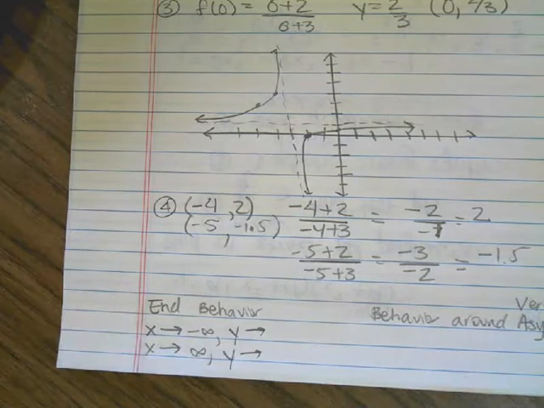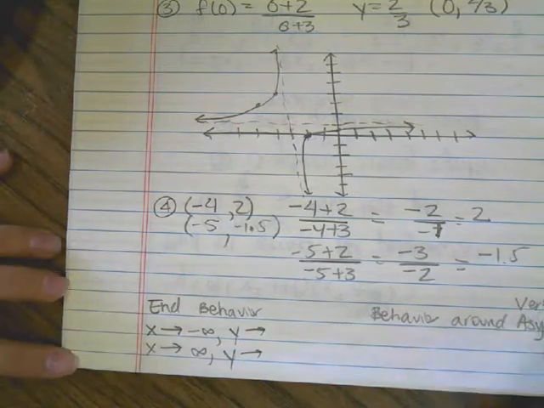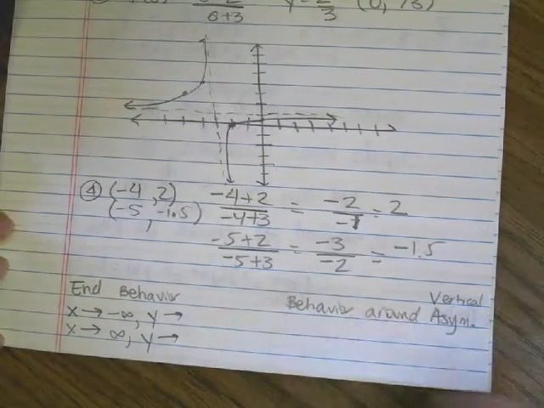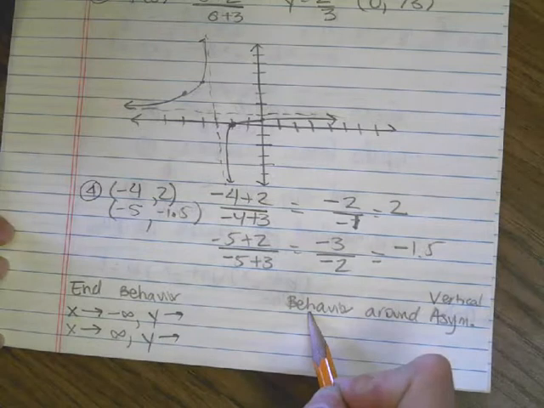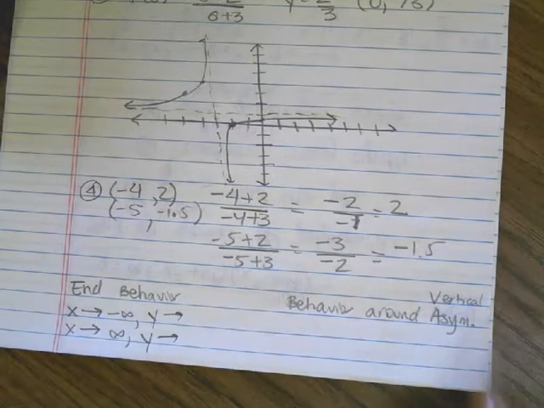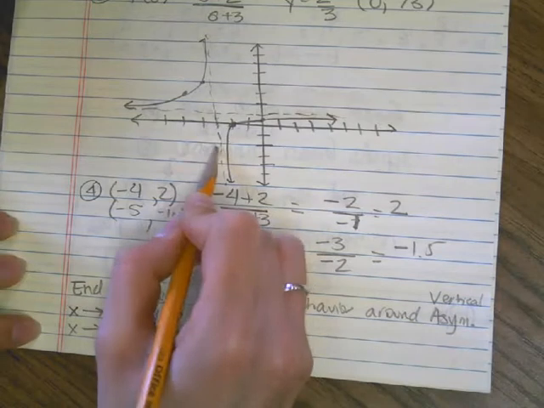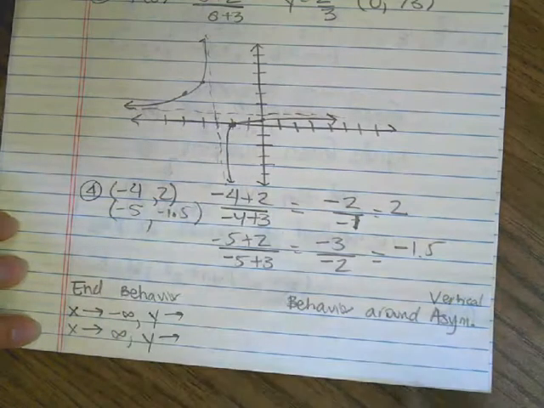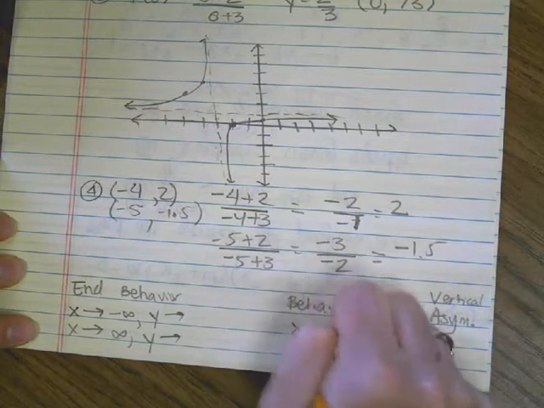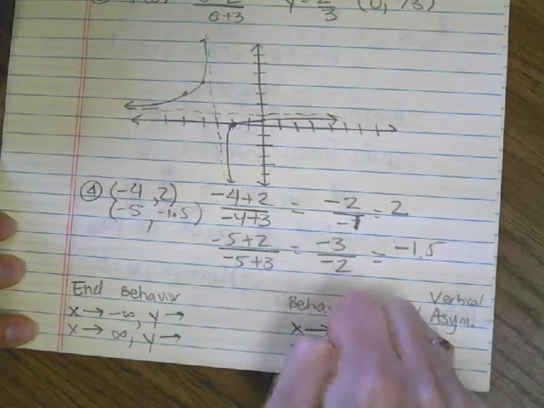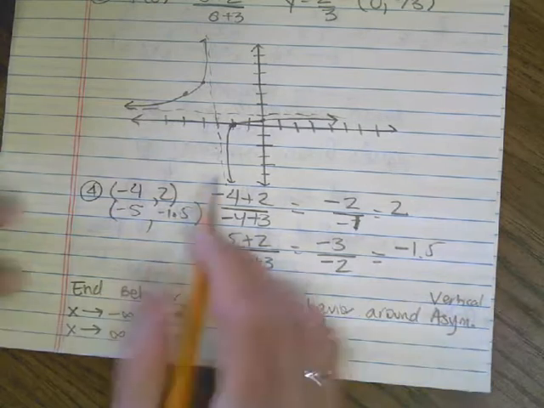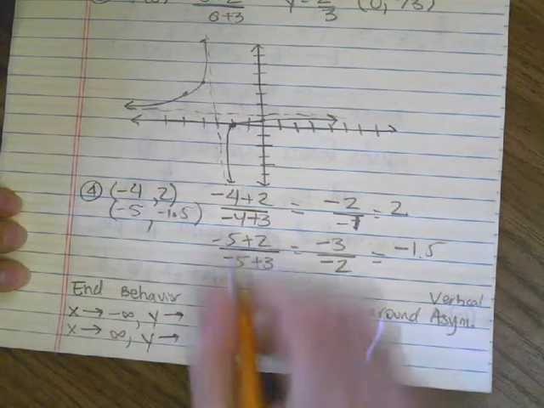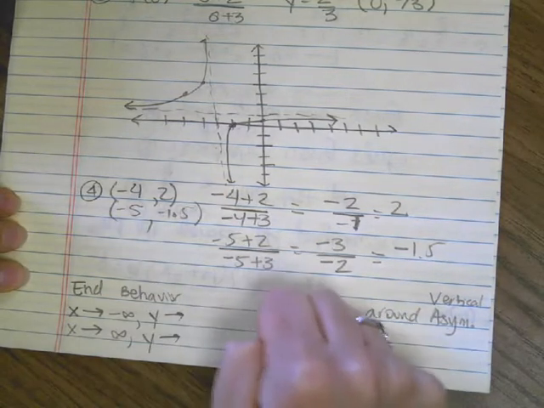For the behavior around the asymptotes, a lot of times people ask, how many of these am I going to have? You're going to have 2 for each vertical asymptote. One for the left side of the vertical asymptote, one for the right side of the vertical asymptote. So it'll be x and x. In this case, we only have one vertical asymptote, so we're only going to have 2. One for the left side, so I'll write left here and right here.